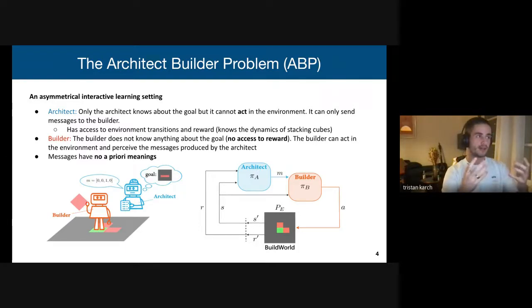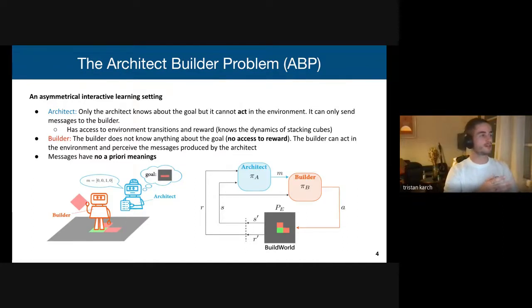We also assume that the architect has access to the transition function of the environment, and because it knows about the goal, it has also access to the reward function. On his side, the builder does not know anything about the goal, so it does not have any access to the reward function, but it can take actions, and it can see the messages produced by the architect. And messages are just one-hot vectors of a predefined size, but they have no a priori meanings.